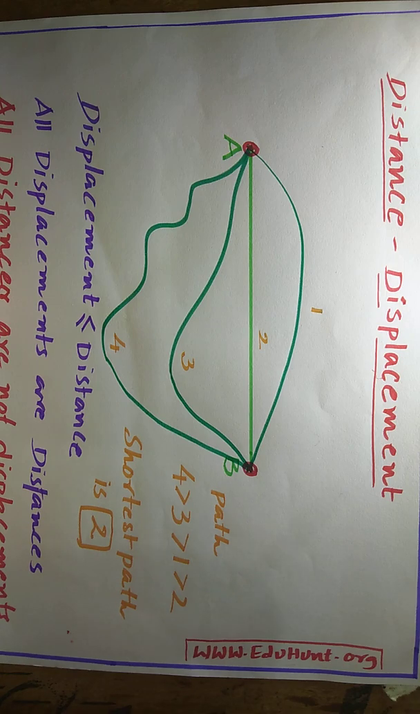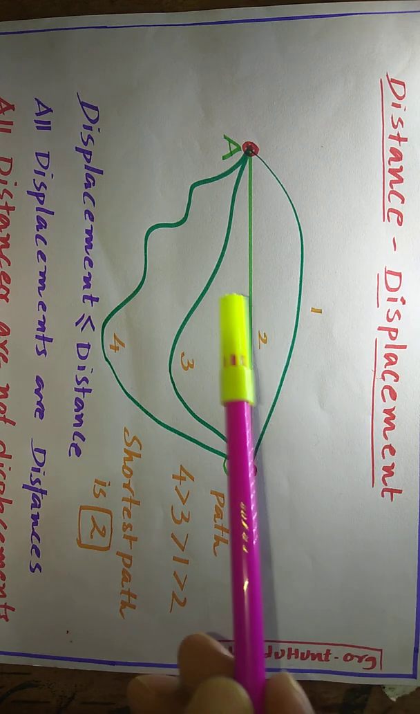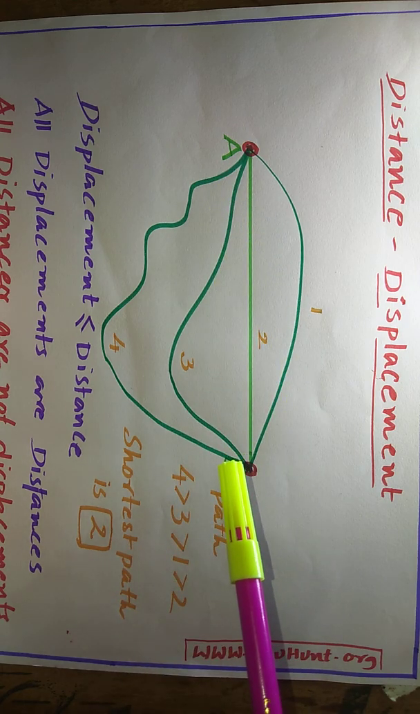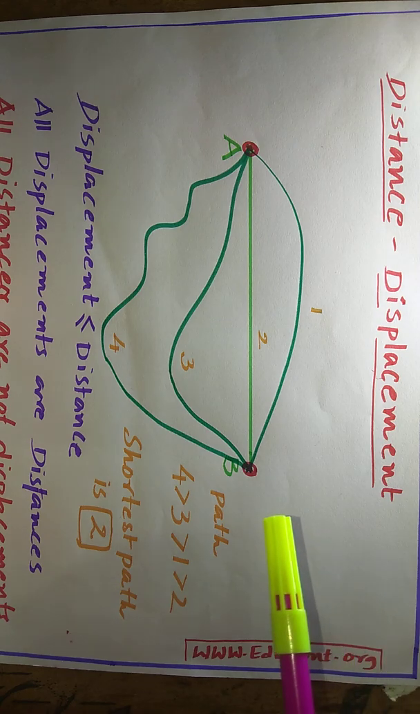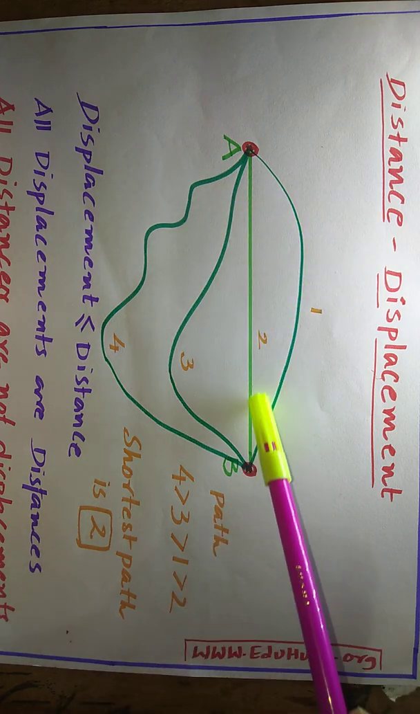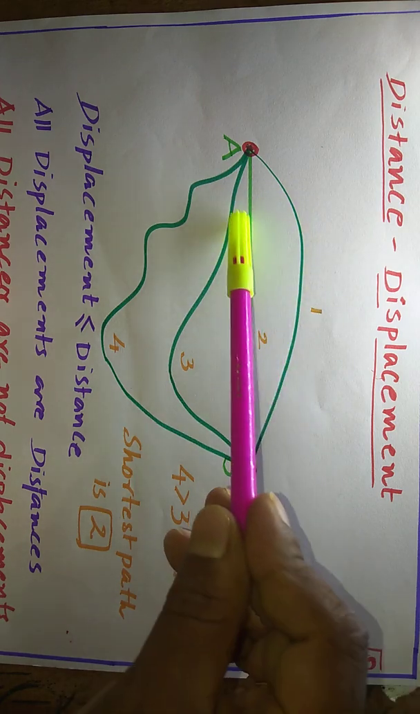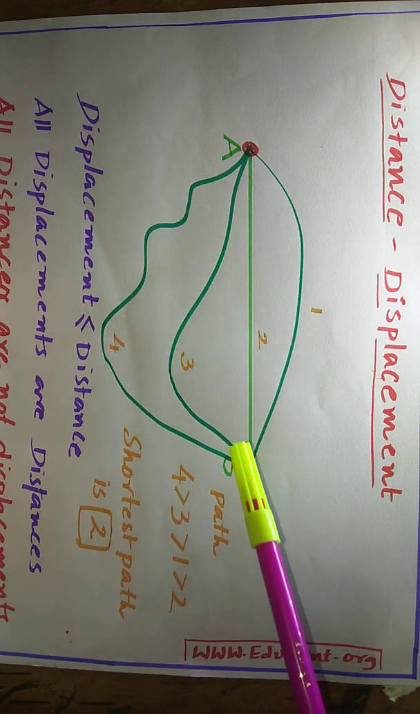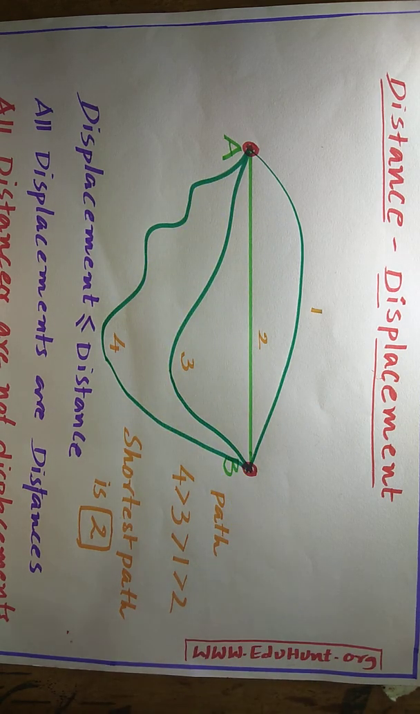Let us discuss distance and displacement. In general, we move from one place to another place. For example, if we are moving from point A to point B, there are definitely several ways. One can move from point A to point B in path 1 or path 2 or path 3 or in this path 4. So, in any path one can reach from A to B.